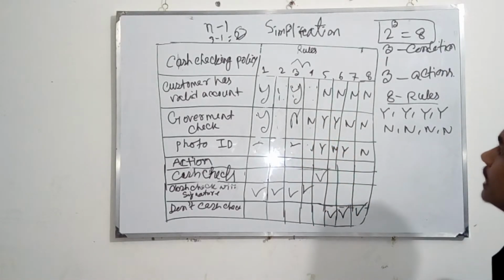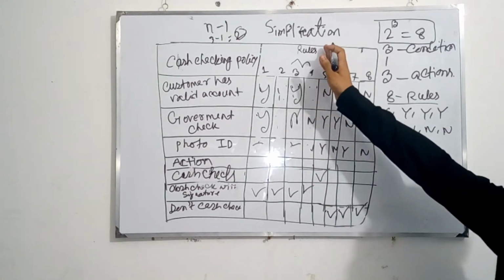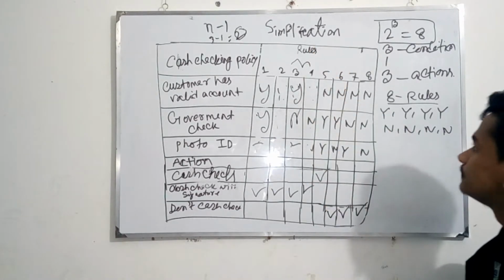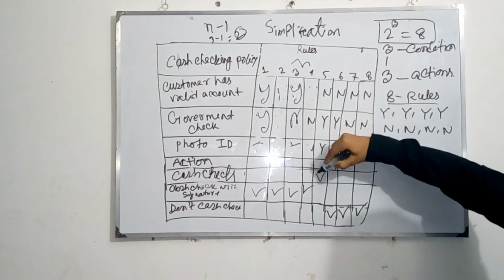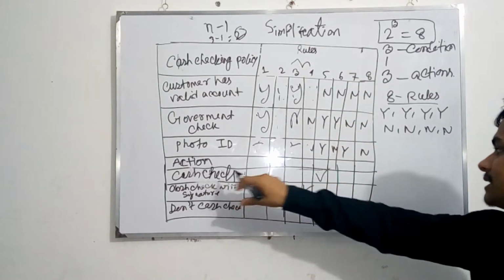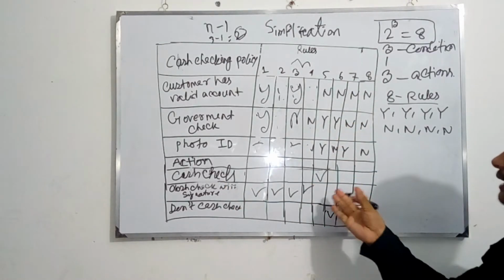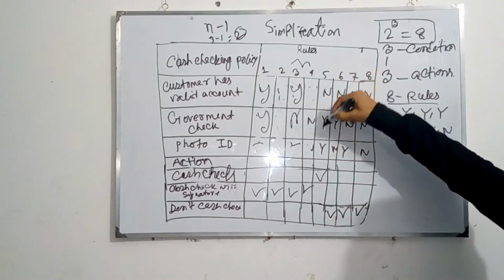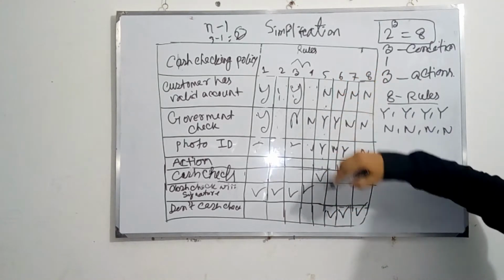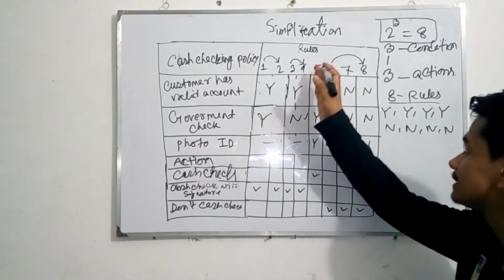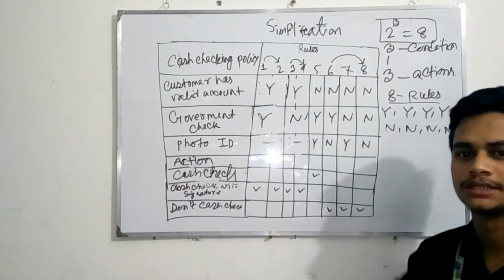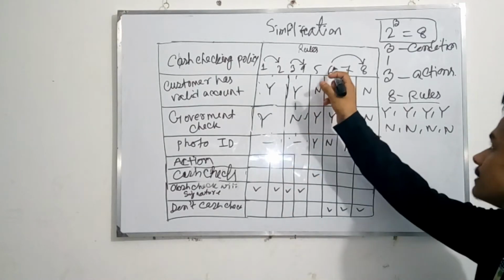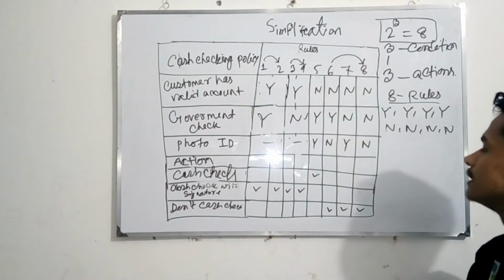And now we are in step 5. Step 5 has the action only cash check, so we cannot combine it with other conditions or actions. So it stays the same. These steps are already completed, and now we are in steps 6, 7, 8.